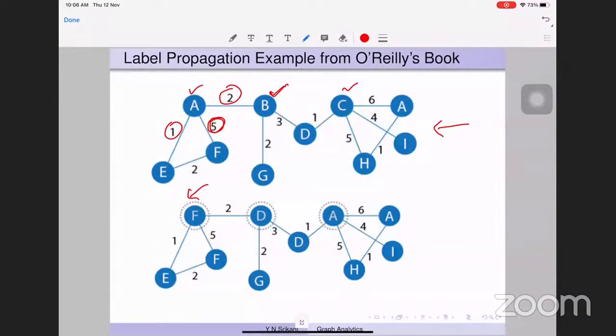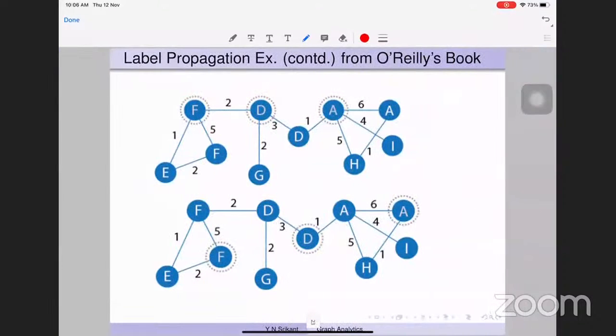Similarly, B looks at both G and D, and finds that D is the most influential neighbor with a weight of 3. So B changes its label to D. Similarly, C looks at all its neighbors A, I, H, and D. The most influential neighbor is A. So C's label is changed to A. So this is the first step. Now we consider other nodes. So this was our previous result.